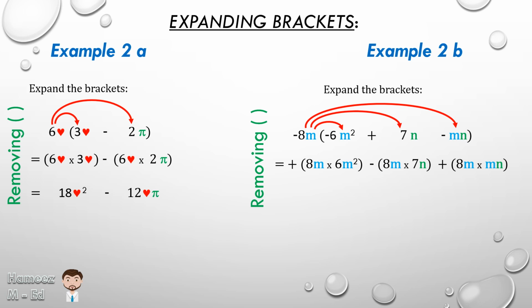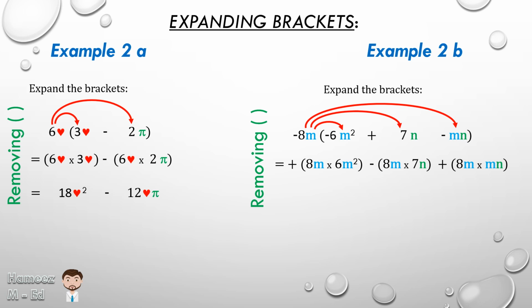And we look at the second multiplication, a minus by the 8 and a plus by the 7, two different signs, so that's going to give a negative, so that will give us 8m times 7n. And in the third multiplication, we have minus 8 and minus mn. So we have two same negative signs. So that will give us a positive. So that will be 8m times mn.